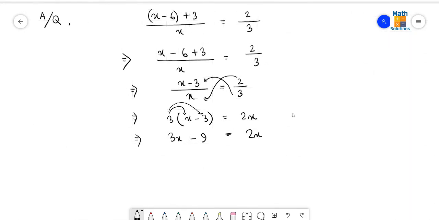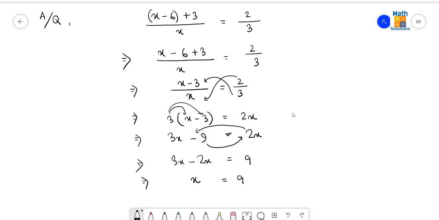After this, we have to shift the term on the right hand side to the left hand side. Why? Because the terms containing the variable should always be kept on one side for our convenience, and the constant term should be carried to the opposite side. So minus 9, when it comes to the other side, will be positive 9. On this side, what do I get? 3x minus 2x. The result will be only x.